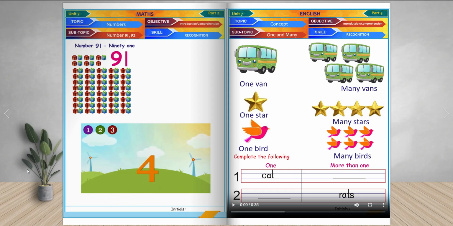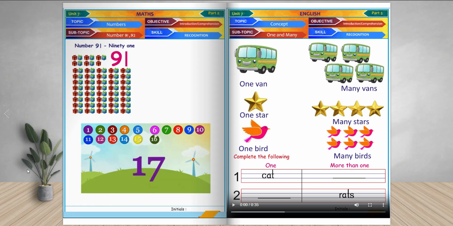4, 5, 6, 7, 8, 9, 10, 11, 12, 13, 14, 15, 16, 17, 18, 19, 20, 21.